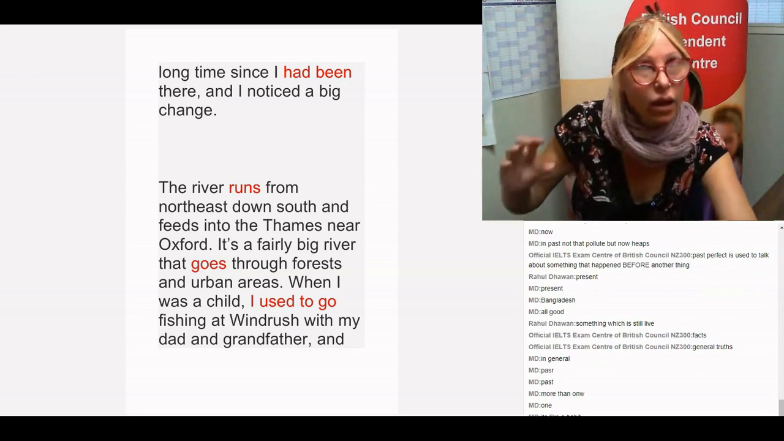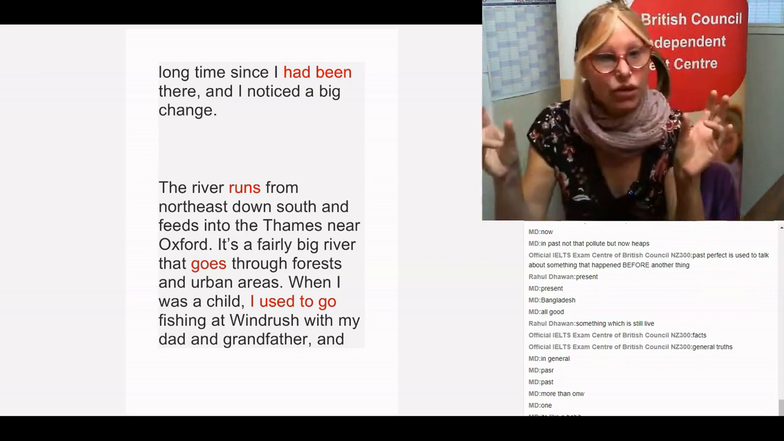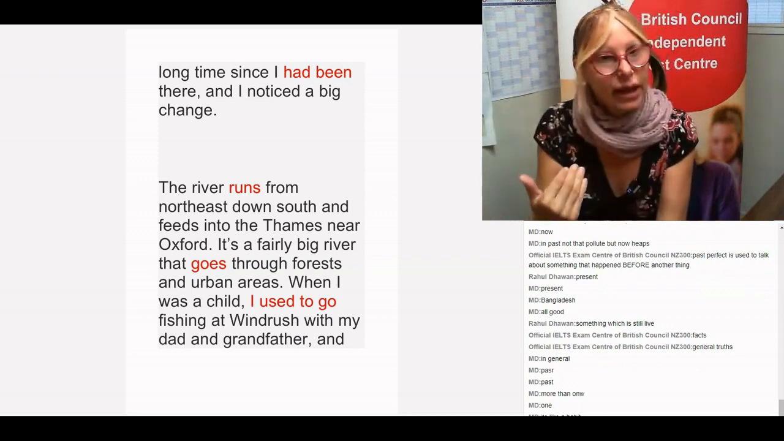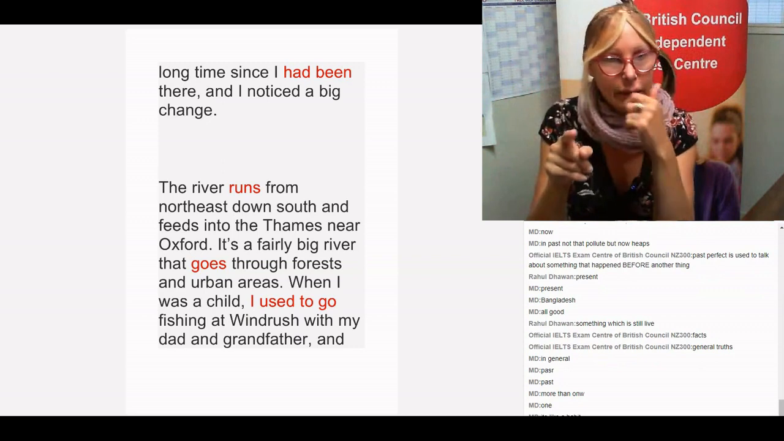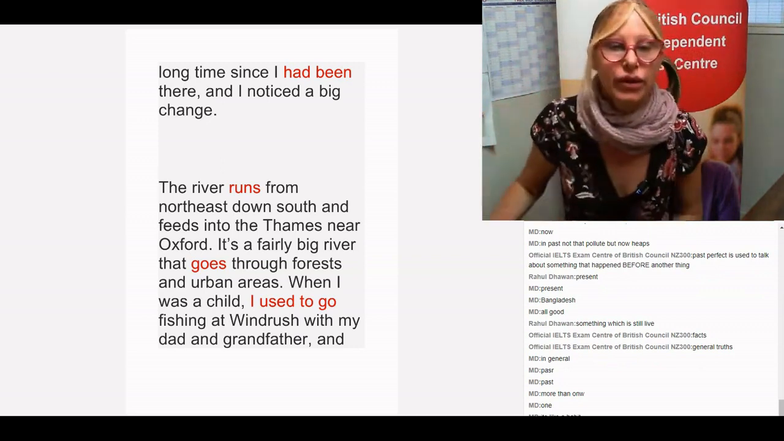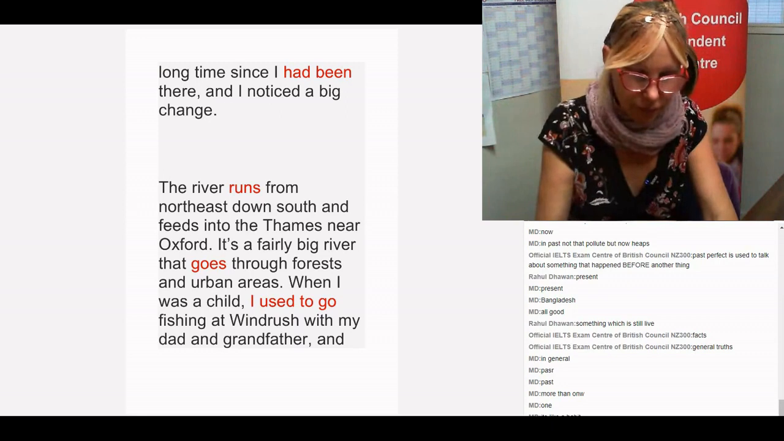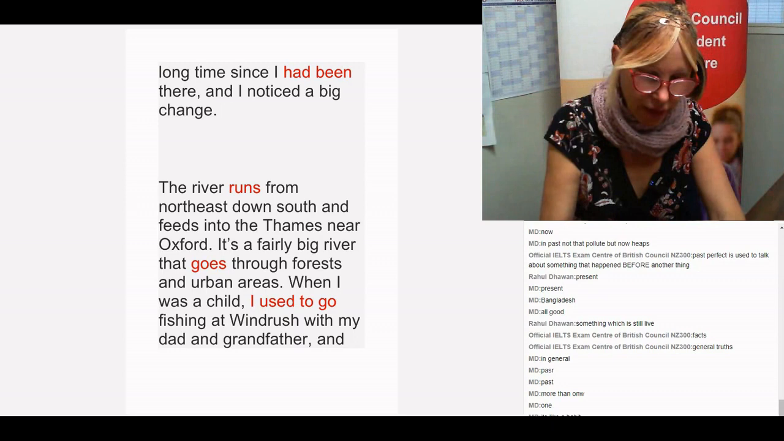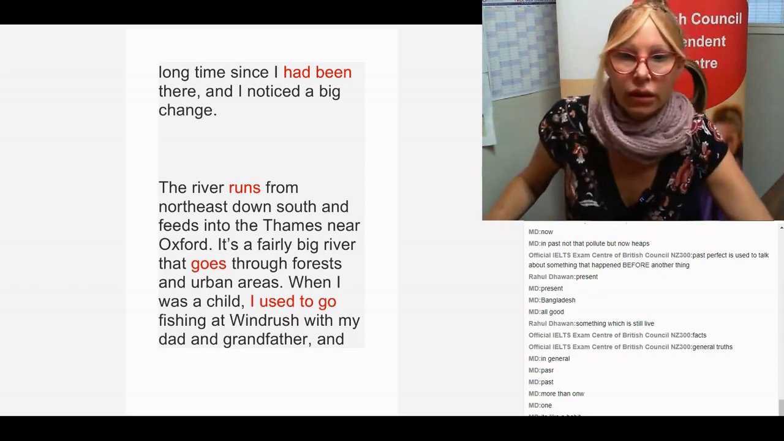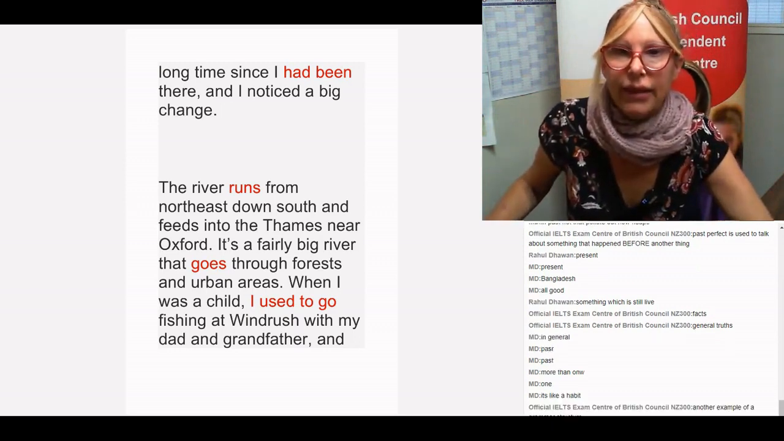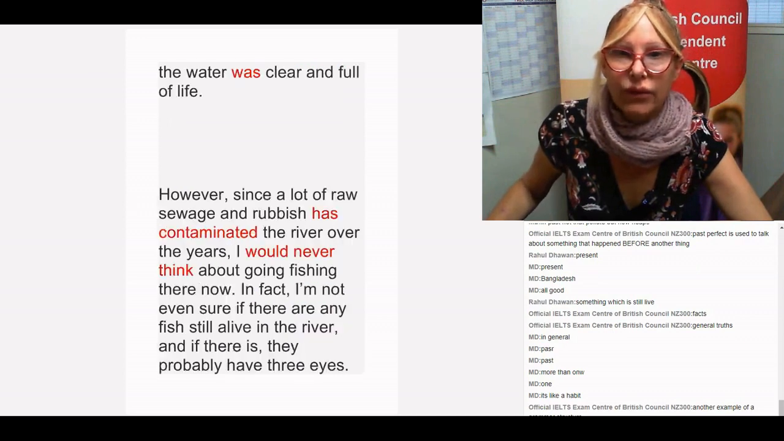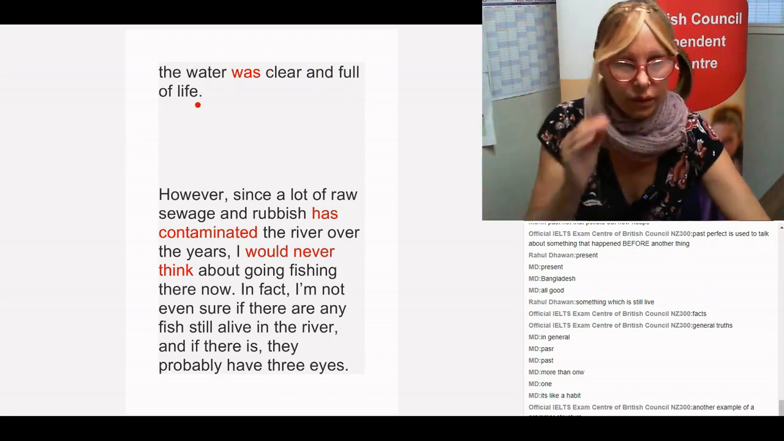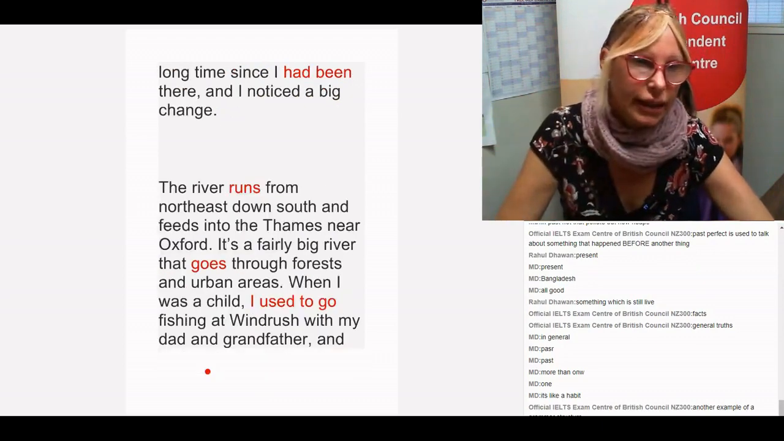Exactly. So that's another type of structure, we can say, because it's not just one word put into the past. It's actually a phrase, isn't it? Used to plus verb infinitive. So this is another example of a grammar structure. Okay, good. And then moving on, the water was clear and full of life. So why are we still using the past simple here? The water was clear and full of life.